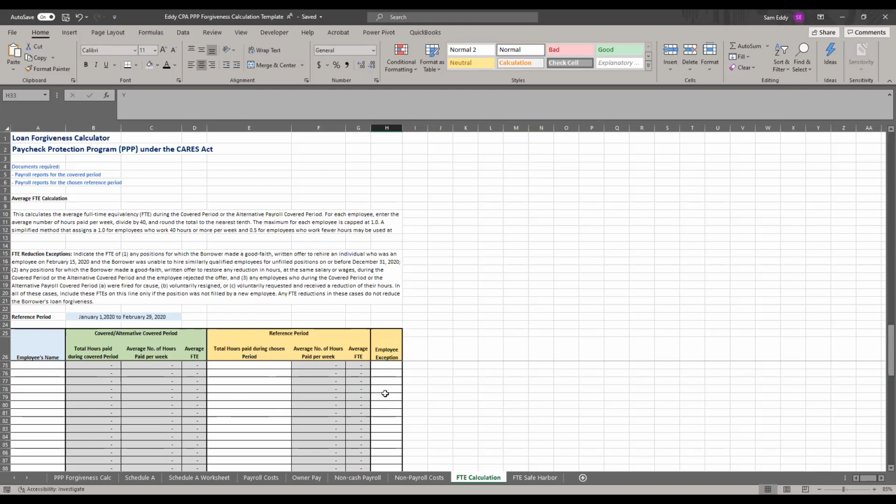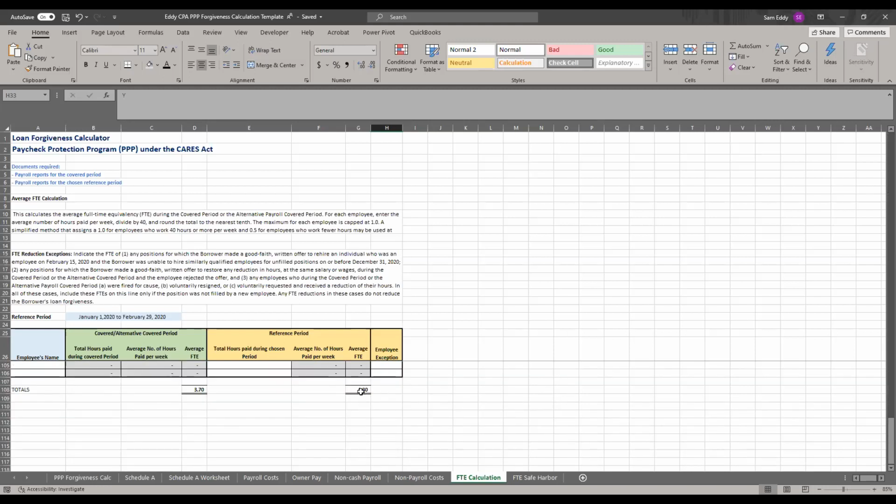Now, if you find that your total FTE, average FTE for the covered period is less than your reference period, then you are going to want to look at your FTE safe harbor.